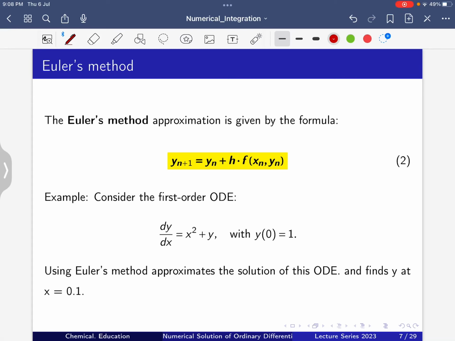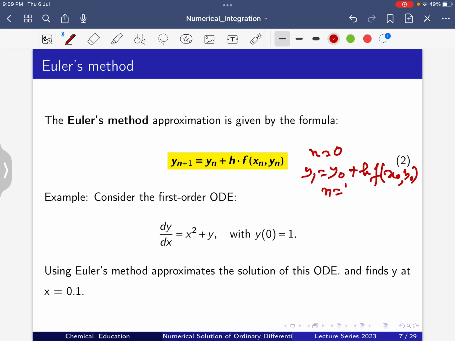Now I am going to talk about Euler methods. Euler's method approximation is given by this formula: y_{n+1} = y_n + h f(x_n, y_n). Now if n is equal to 0, then it will be y1 = y0 + h f(x0, y0).